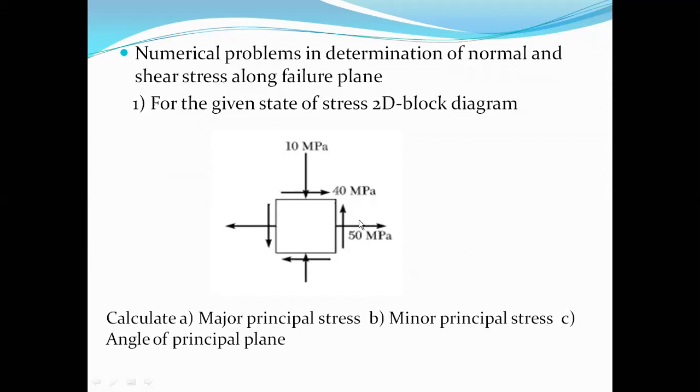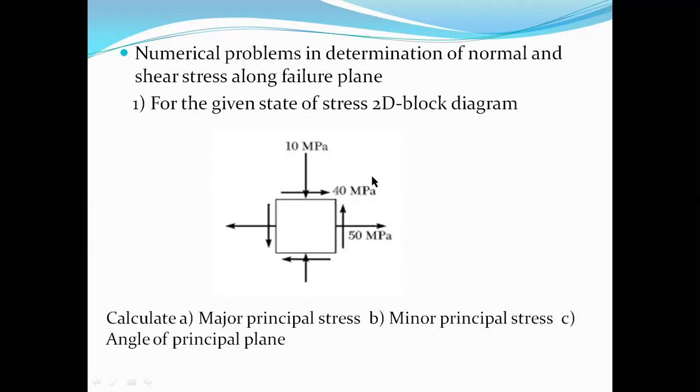Next, if the shear force is acting in the clockwise direction, it will be taken as positive. If it is acting in the anti-clockwise direction, it will be taken as negative. So in this case, sigma x, which is tensile, is going to be positive, whereas sigma y, the normal force acting along the y direction, is 10 megapascal and compressive, so the sign convention for this one is negative. If the 40 megapascal shear stress is clockwise, it is taken as positive; if it is counterclockwise, it is taken as negative.